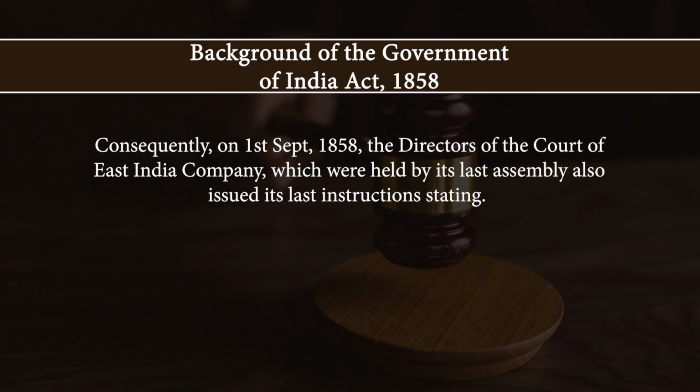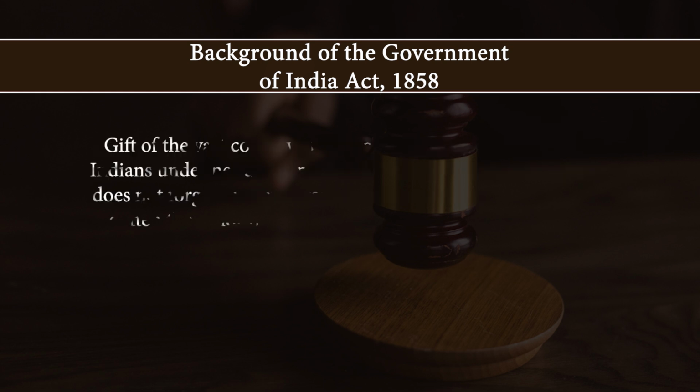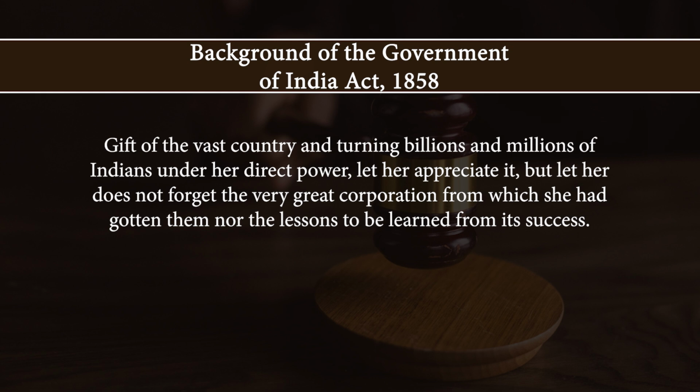Consequently, on 1st September 1858, the directors of the Court of East India Company, in its last assembly, also issued its last instructions stating, "Gift of the vast country and turning millions of Indians under her direct power. Let her appreciate it, but let her not forget the very great corporation from which she had gotten them, nor the lessons to be learned from its success." This was very well quoted.